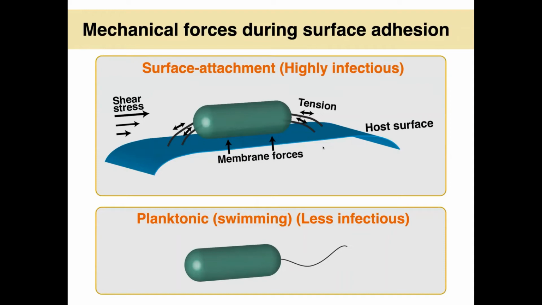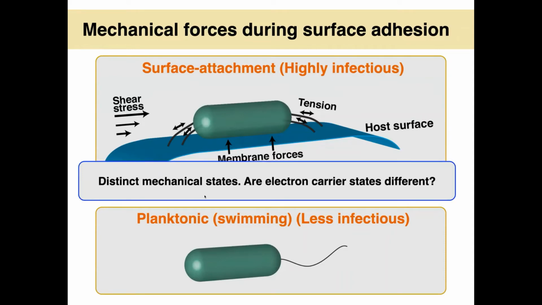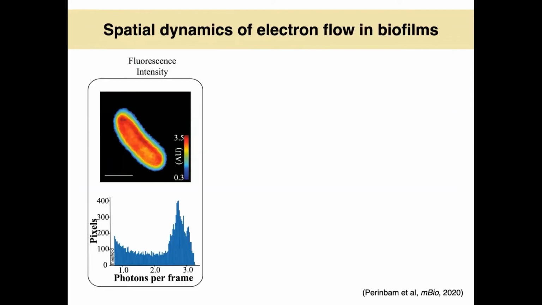And so the question that's driving us is, do these different physical environments correspond to different electron states? Are electron carrier states different in distinct mechanical states? Okay, and so we're going to apply this.